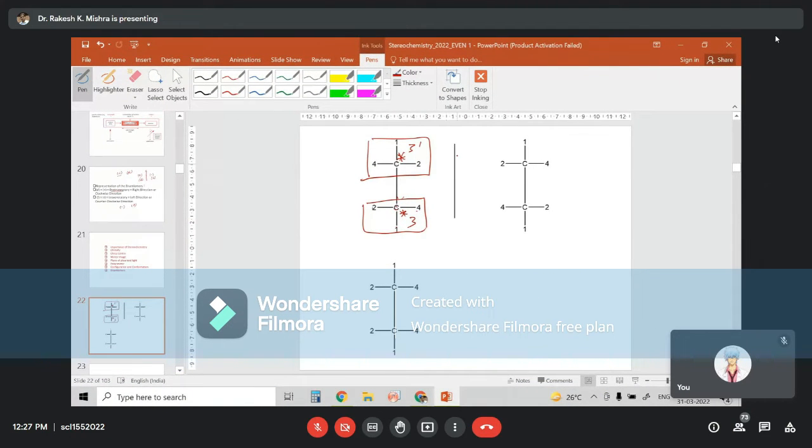If you take a mirror image of this one, 2 will come here, 1 will come here, and 4, 2, 1 like that. Now what is the relation between this and this? These are mirror images, so they are enantiomers. If mirror images of chiral centers are non-superimposable, they are called enantiomers. So these are enantiomers of each other.